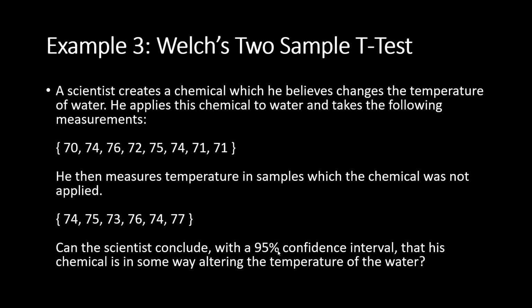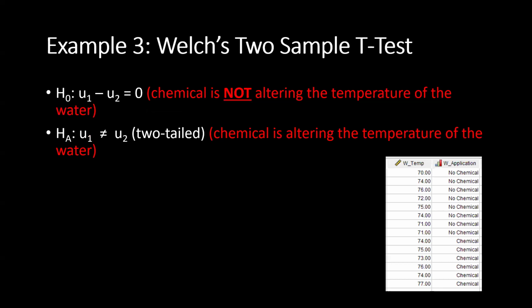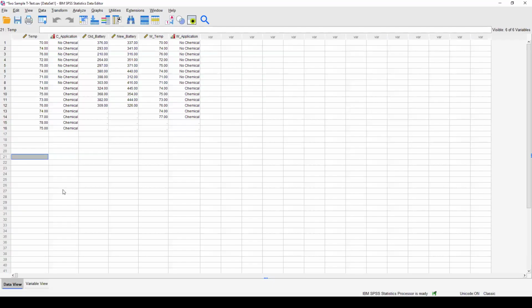We still are using a 95% confidence interval, and we're still looking for the chemical in some way altering the temperature, which is just a significant differentiation, not an increase or decrease. So therefore, a two-tailed t-test, which gives us the same hypothesis. The chemical is not altering the temperature of water, or the chemical is altering the temperature of water. But watch what we're going to do differently in this instance. Again, we're going to go back now to SPSS and apply this appropriate methodology.